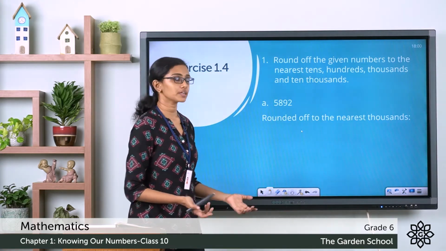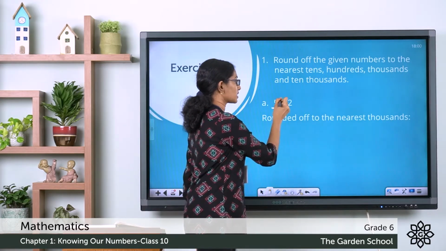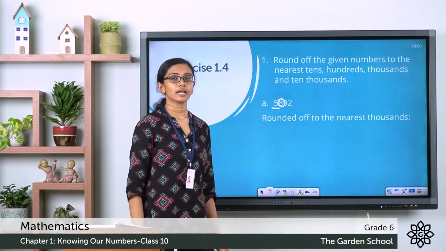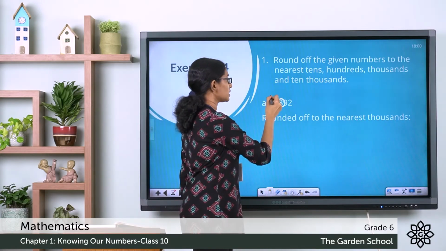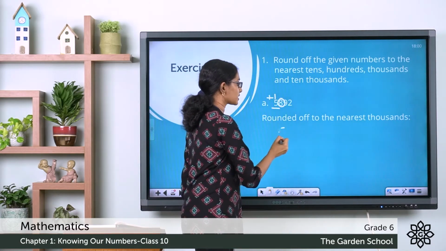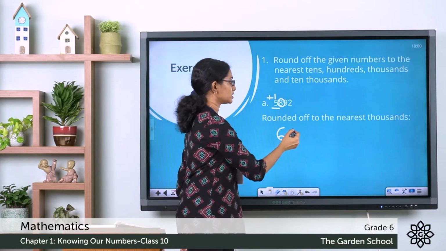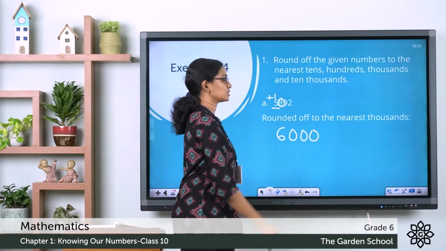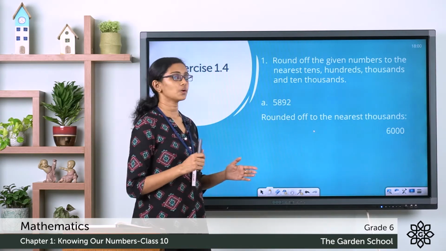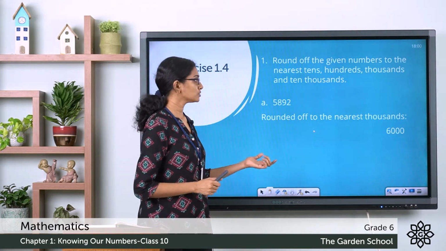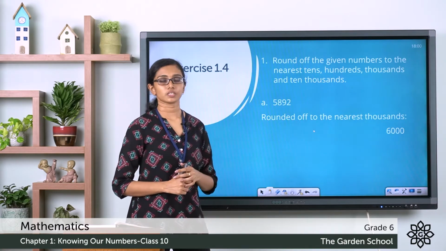And what if it is rounded off to the nearest thousands? In that case, the rounded digit is the thousands digit. To the right you have 8. And since it is more than 5, we are supposed to add 1 to the rounded digit. So this 5 becomes 6 and the digits to its right become zeros. So 5,892 rounded off to the nearest thousands gives you 6,000.